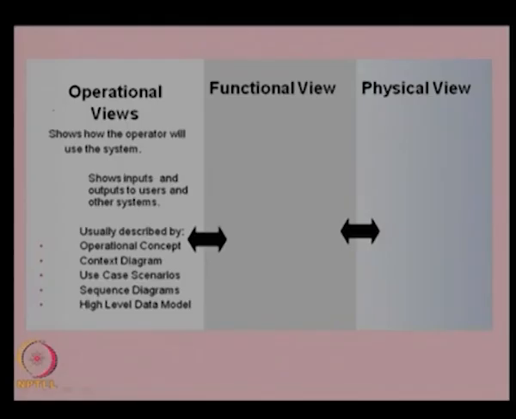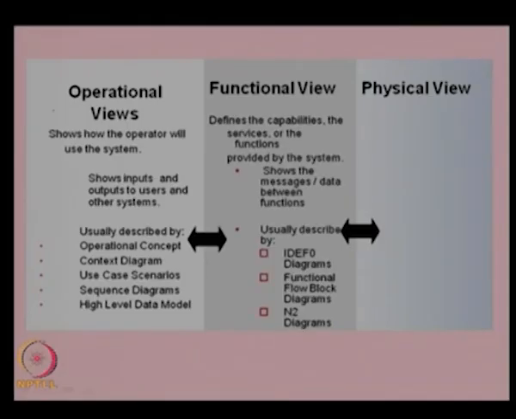The next view is the functional view. From the operational views we will develop a functional view of the system. Basically we will look at the messages and data between the functions. It defines the capabilities, the services or the functions provided by the system, and these are described by different methods. One method is known as the IDEF0 diagram, or there are functional flow block diagrams and N2 diagrams. All these are used for representing the functional view of a system.